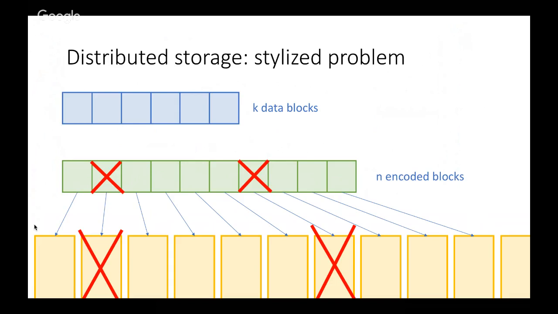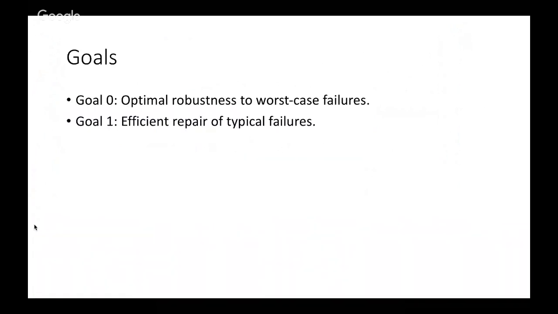OK, so that's the basic framework. All right, so what are our goals in this framework? So we have a couple of goals. The zeroth order goal is we don't want to lose data. What this means is we want optimal robustness to worst case failures.